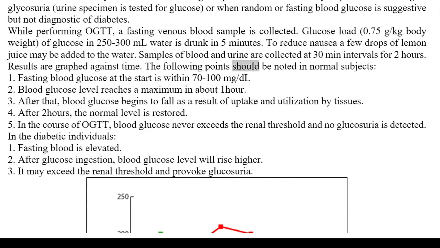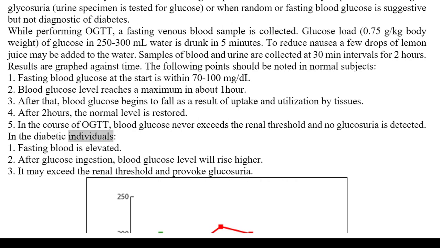The following points should be noted in normal subjects. 1. Fasting blood glucose at the start is within 70-100 mg/dl. 2. Blood glucose level reaches a maximum in about 1 hour. 3. After that, blood glucose begins to fall as a result of uptake and utilization by tissues. 4. After 2 hours, the normal level is restored. 5. In the course of OGTT, blood glucose never exceeds the renal threshold and no glucosuria is detected.